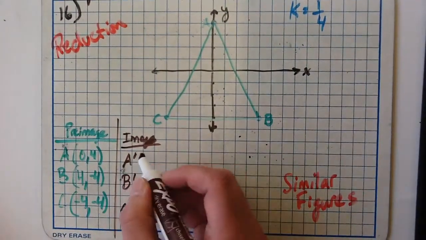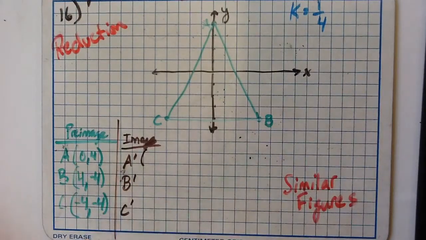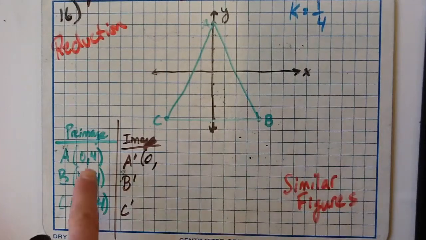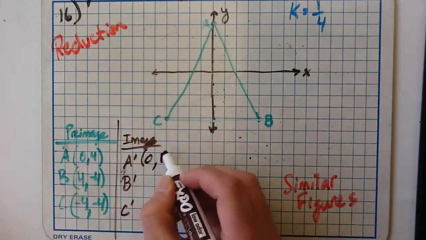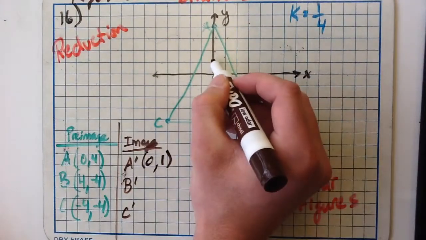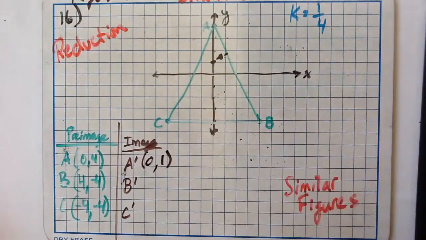image. Alright, so A, if A is at 0, 4, well 0 times 1/4, that's still 0. 4 times 1/4, that's 1. Alright, so A prime must be at 0, 1. There's A prime.